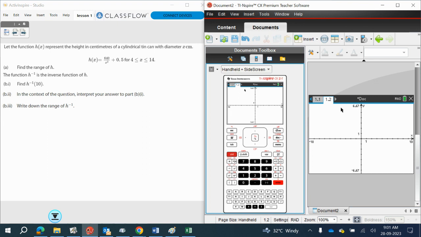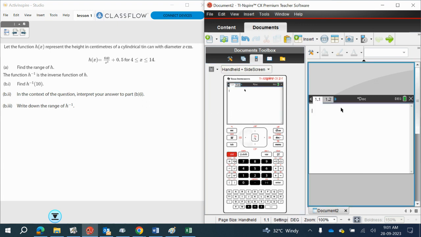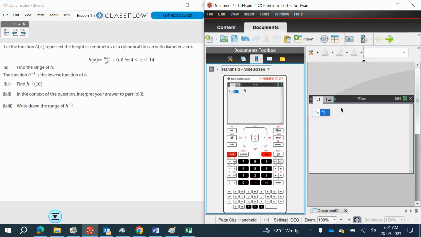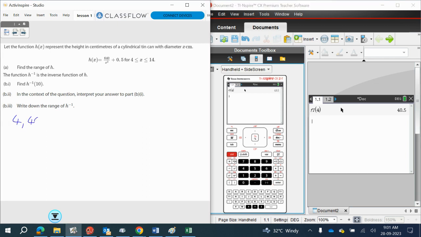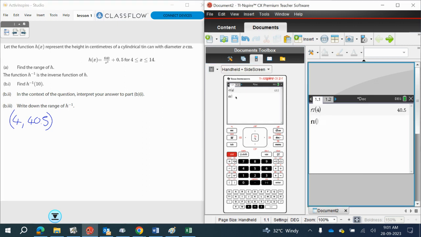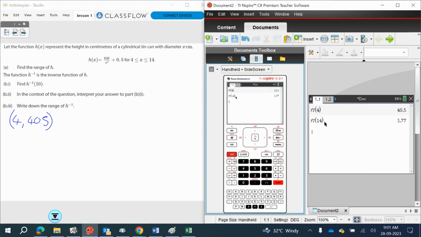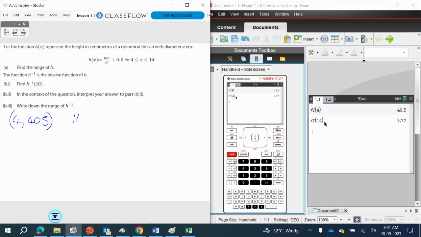I don't see anything. Wait, you have to put the x. So let's go back onto the calculator page. We need to find the endpoints later, don't we? So the endpoints are at 4. At 4, we go through 4, 40.5. That's the lower endpoint. So let's find the other one. 14. What's the y value? So at 14, it's at 3.7.